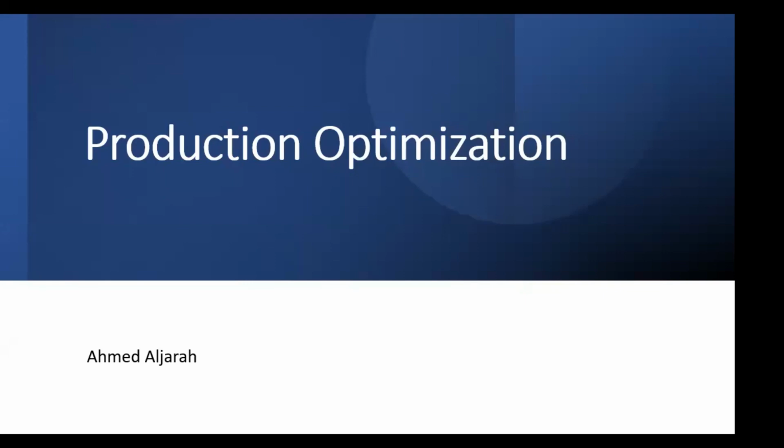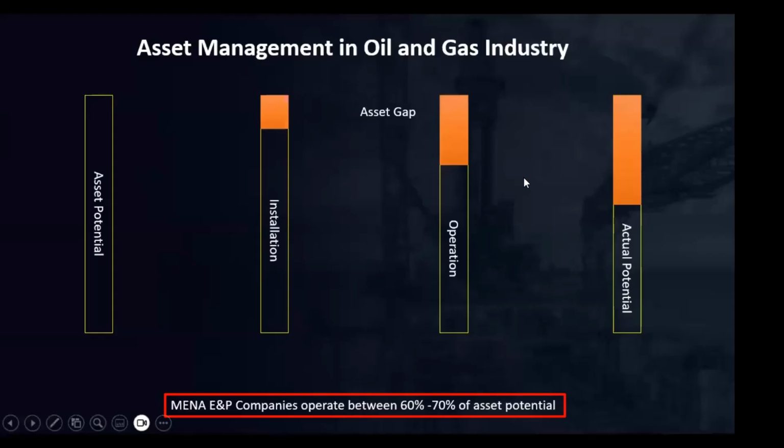So I will start with this graph. This is actually asset management in the oil and gas industry. Basically, when we purchase or design any asset, there is the asset potential, and when we install the asset, we have some gap. We lose some of this potential regarding the installation. Then we lose some of this potential within the operation range. The gap we lose in the installation is related to the wrong design or selecting the wrong asset. And within the operation, we lose some of this potential.